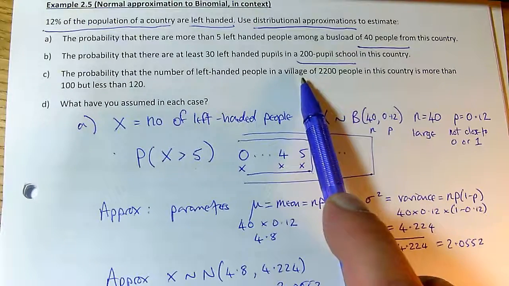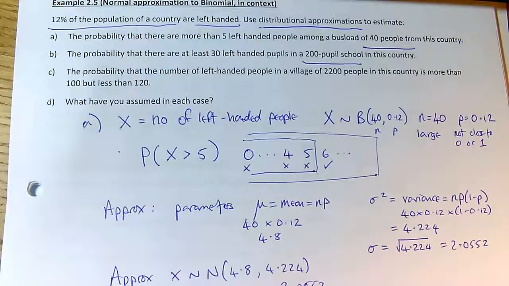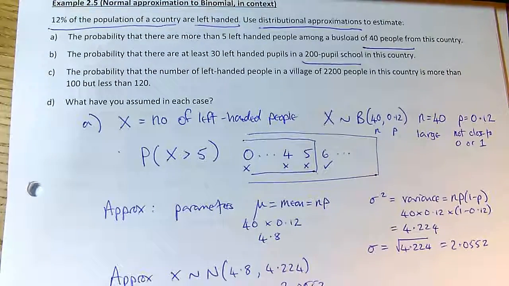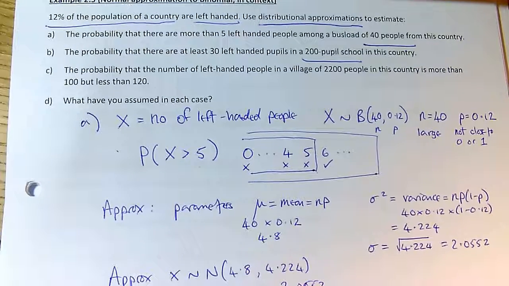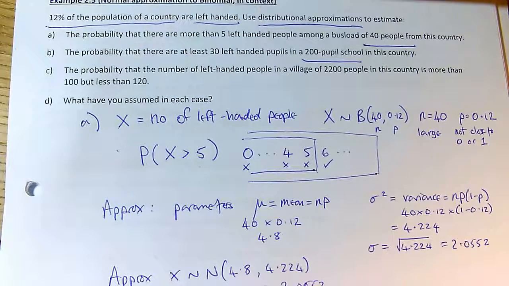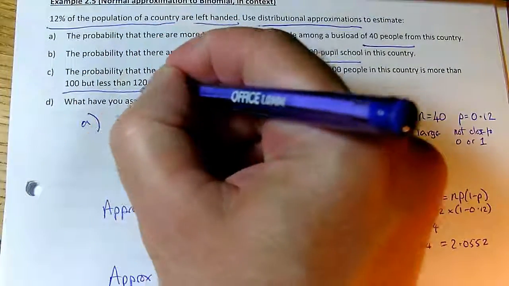Because I'm running out of space on my page, I'm going to leave to you the business of, at the beginning, setting up the distribution, the binomial and the normal, because that's the same as before. And I'm going to leave to you finding the probability at the end. But let's just go through the continuity correction. This time, the probability is going to be x being more than 100, but less than 120.